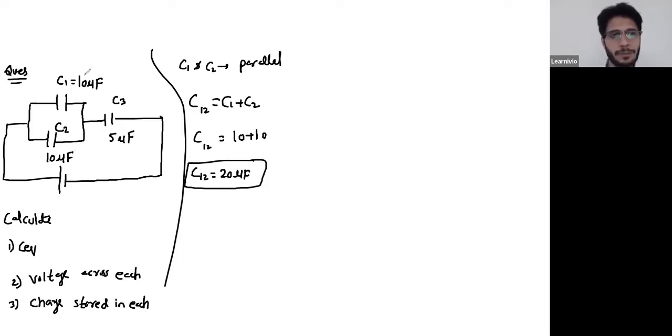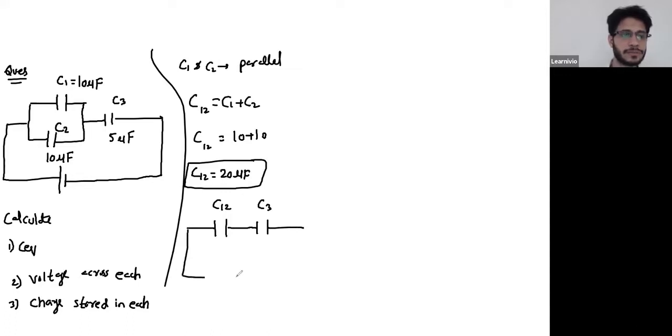So let's make a sub-circuit. Let's replace C1 and C2 with a single capacitor, which is C12. Let's take this C3 and connect it with a cell. Let's say the voltage of the cell is 10. The EMF of the cell is 10.